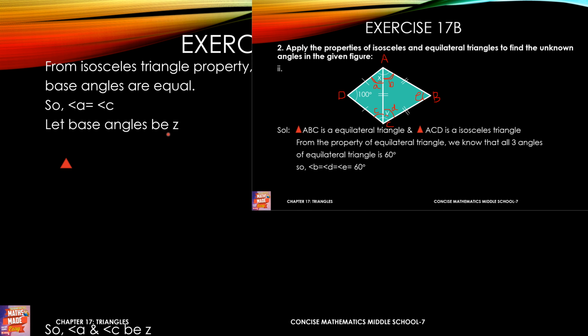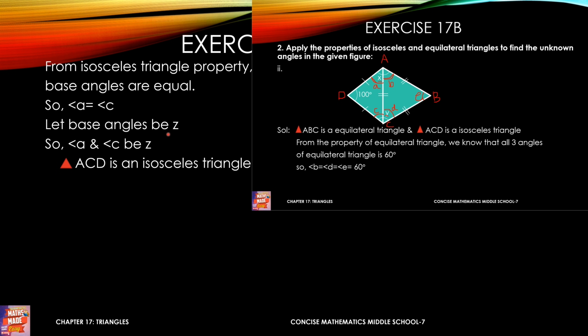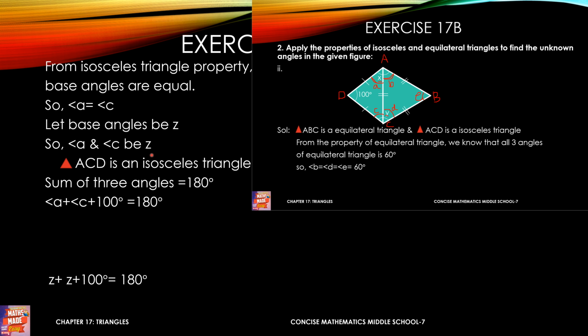Now we all know that the sum of angles of a triangle is 180 degrees. Now what is the sum of angles? That is angle A plus angle D, 100, plus angle C is equal to 180. Now we all know what angle A and angle C are? We are assuming it as Z, right? So just replace it with Z. I hope you all have understood why I'm assuming it as Z, because both values are always the same. So for that reason, I am assuming it as Z.